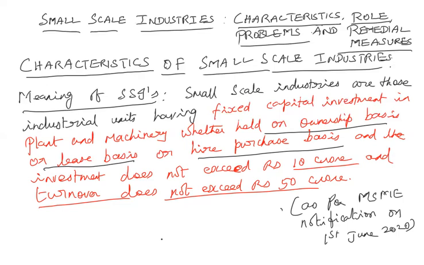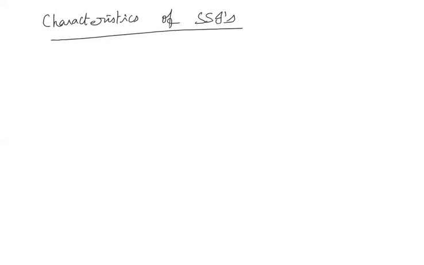Okay. So now first let us check out what are all the characteristics of small scale industries, the SSIs. They have distinct features when you compare them with the large scale industry. That's why especially we are checking the basic characteristics of small scale industries. So they differ largely from the large scale industries.